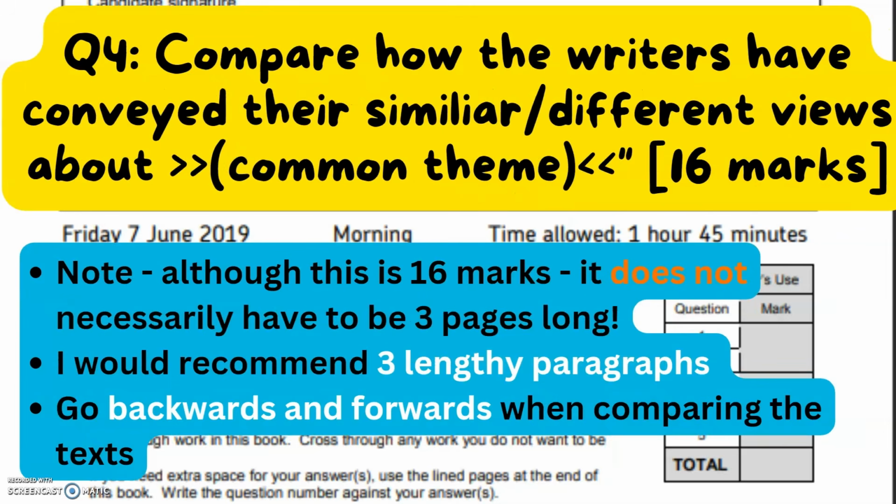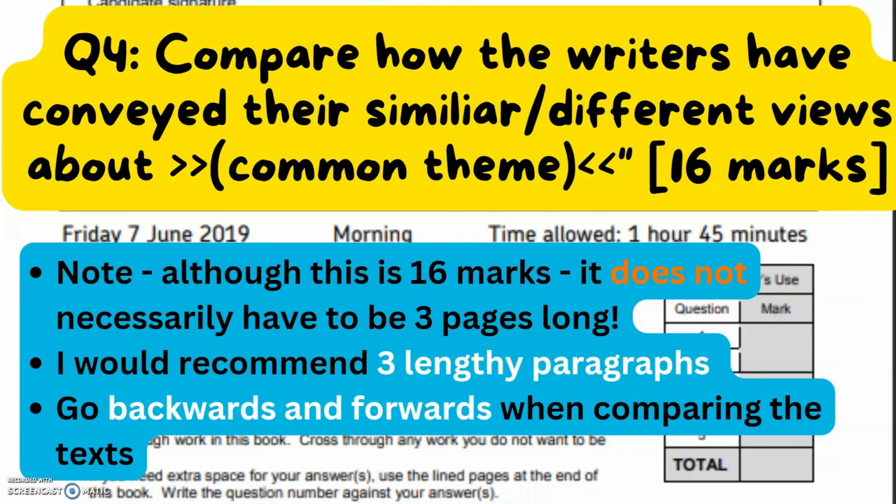Now for question 4, this is comparing how the writers have conveyed their similar or different views about the common theme. So this is the 16 marker. Now, although this is 16 marks, again, it does not necessarily have to be 3 pages long. So I would recommend 3 lengthy paragraphs talking about 3 key ideas. They can also be interlinked because normally they are all overarching the same point about what's similar between them or what's different. Another thing is, do not use time as a difference, because they will always purposely select 2 extracts that are in different time periods, and they do not want that to be a point of difference.